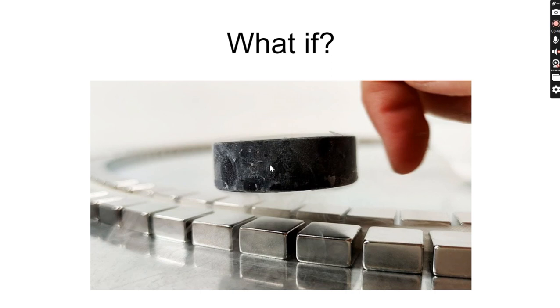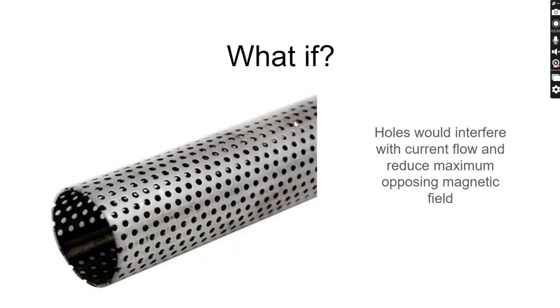and we would call this quantum locking of the superconductor with the magnet. And for the other what if question, what if holes were poked in the aluminum foil? These holes would interfere with current flow and thus reduce the maximum magnetic field that the tube could generate to oppose the movement of the magnet, and so the terminal velocity of the magnet with that magnetic braking would be faster.